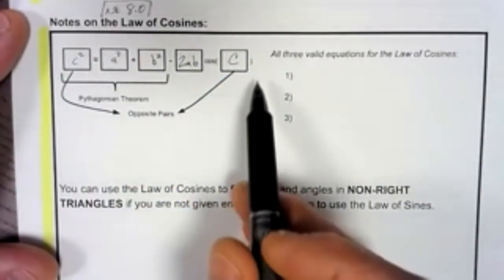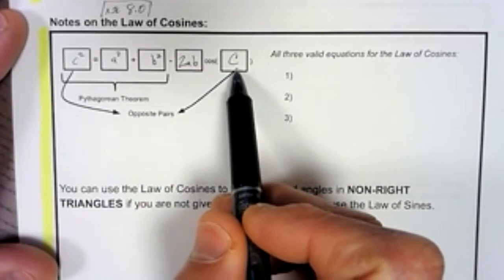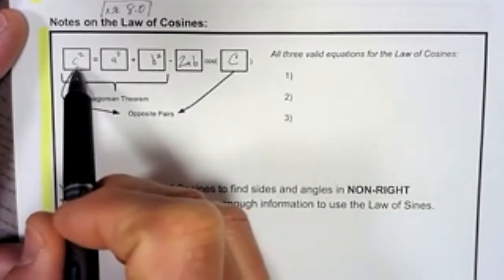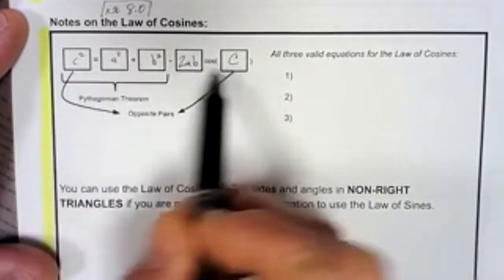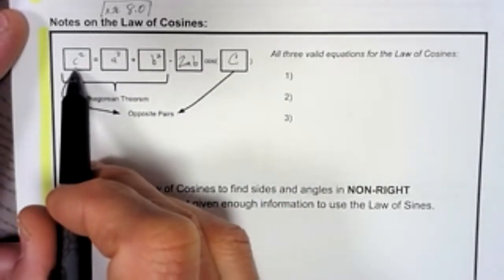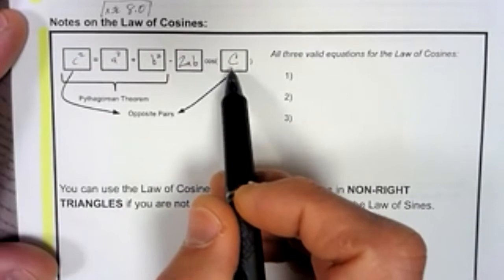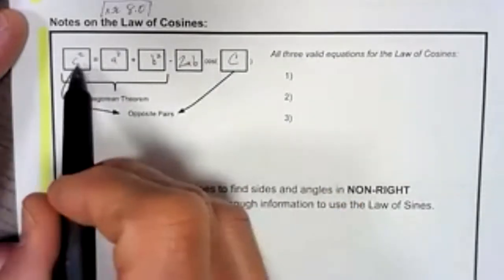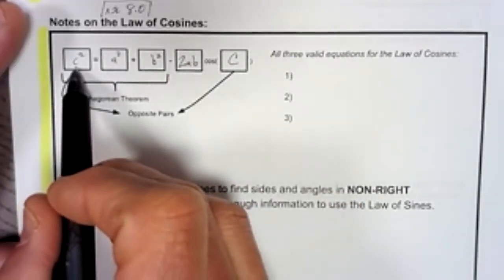Now, I want you to pay attention to what I did here. I intentionally used a big C here and a small lowercase c here. And we're going to continue to use that nomenclature with lowercase here and uppercase here. This is going to refer to angle C, and this is going to refer to the side C.